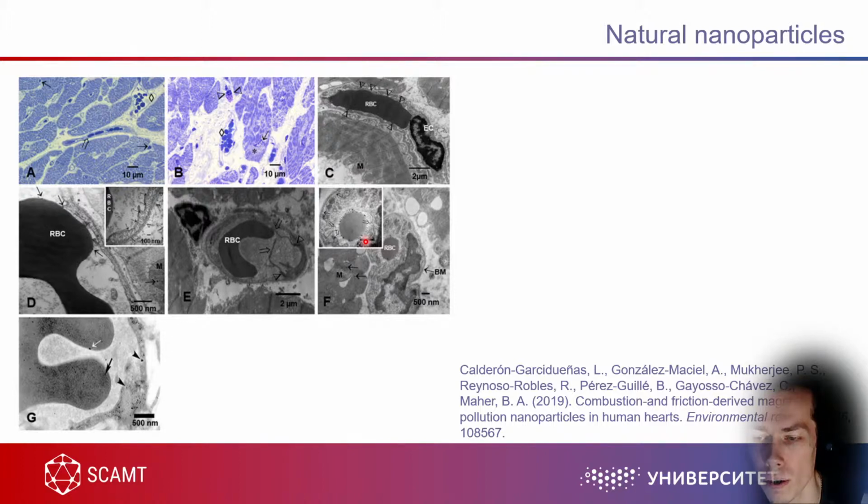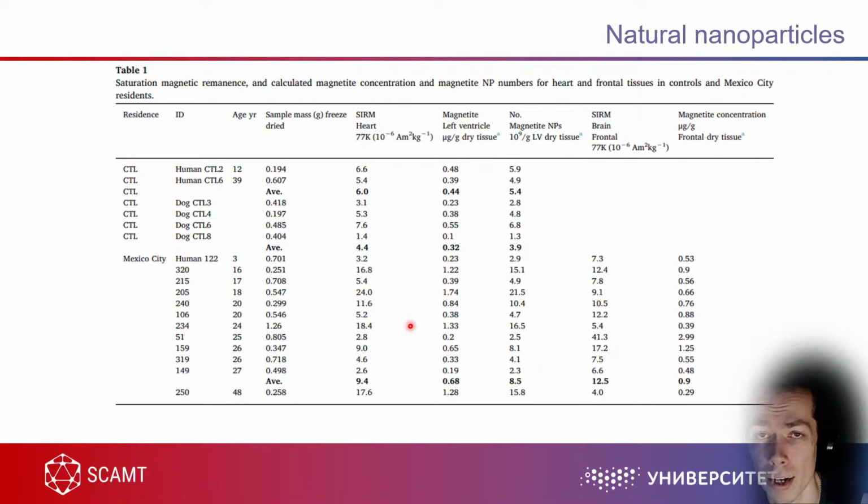It's published in Environmental Research Journal, which is devoted to different environmental research, obviously. And it's an analysis from the Mexico region, where there are a lot of different mines. They analyzed heart tissue of patients, and a lot of magnetic and magnetite nanoparticles were found in heart tissues and brain tissues and so on. And what's most important, these are the tissues of very young humans.